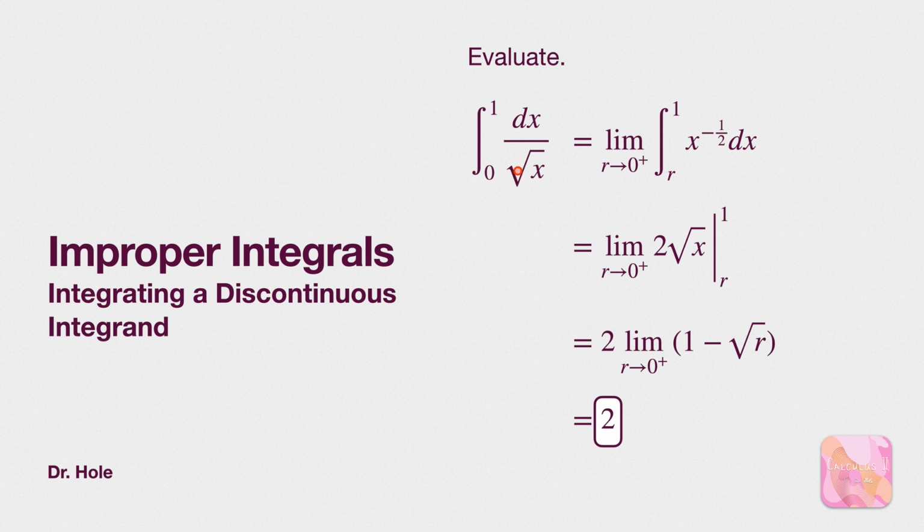So even though as the dummy variable x tends to the lower limit, the heights of the rectangles in the Riemann sum tend to have infinite heights, this improper integral in the limit tends towards 2, a finite value. Very good.